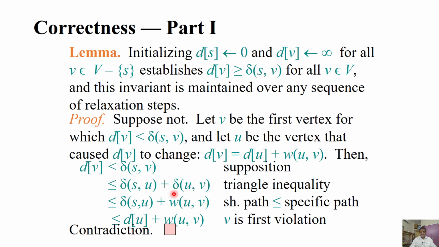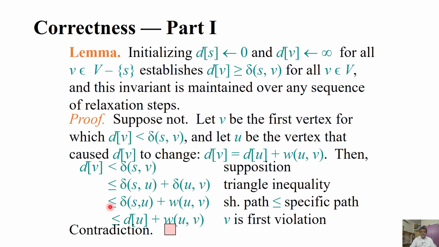So, this is the direct edge UV, and this is delta of S comma V. Any specific path is less than or equal to a specific path; this direct edge is less than the specific path. Now, this is nothing but less than or equal to du plus W of UV, because U is not violating it. Only V is the first vertex which is violating. So, this must be less than or equal to du, because this is true for the vertex U, because V is the first vertex which is violating.